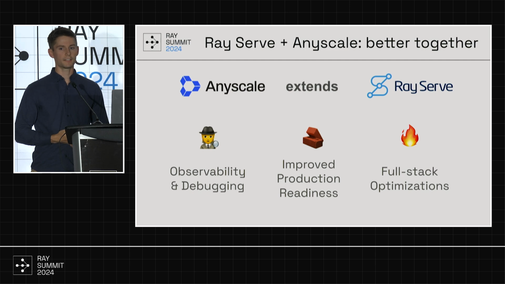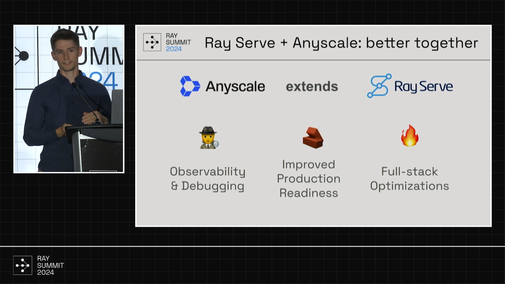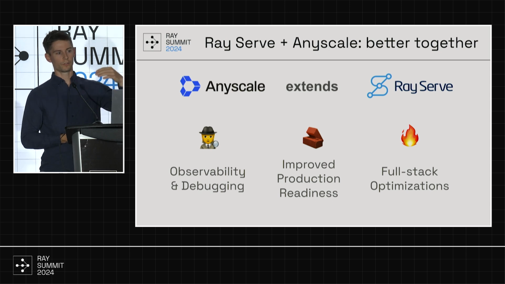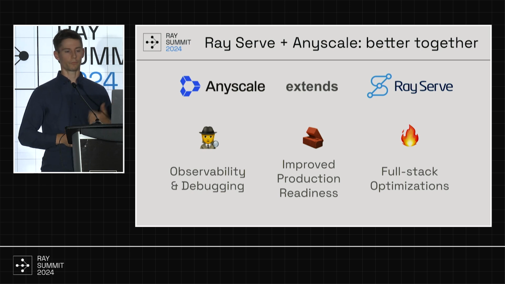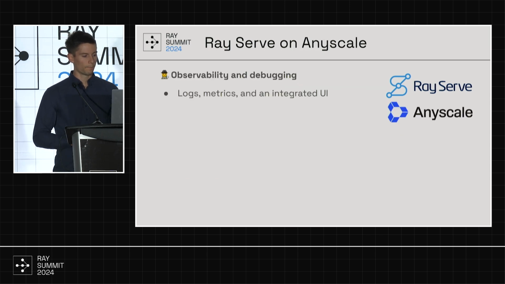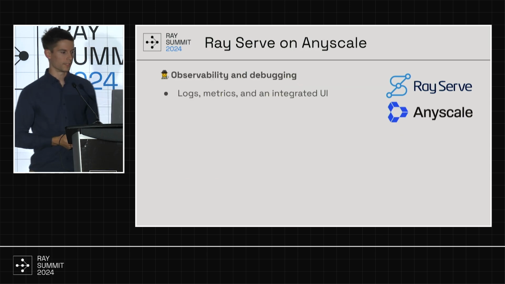And Anyscale also has a lot of unique opportunities because it is this full stack, all the way from managing the hardware to the Ray layer to the library layer to the application code. We have some great opportunities to make full stack optimizations and improve performance and save cost. So let's talk about each of these in a little bit more detail.